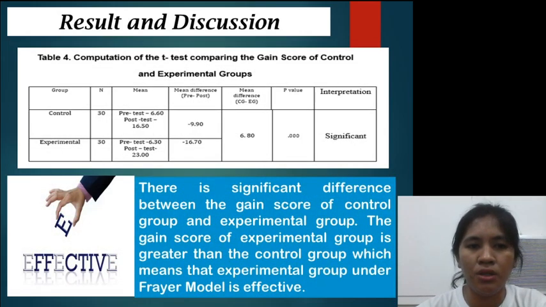Table 4 shows the computation of the t-test comparing the gain score of the control and the experimental group. There is a significant difference between the gain score of the controlled group and experimental group. The gain score of the experimental group is greater than the controlled group, which means that the experimental group under the Frayer model is effective.